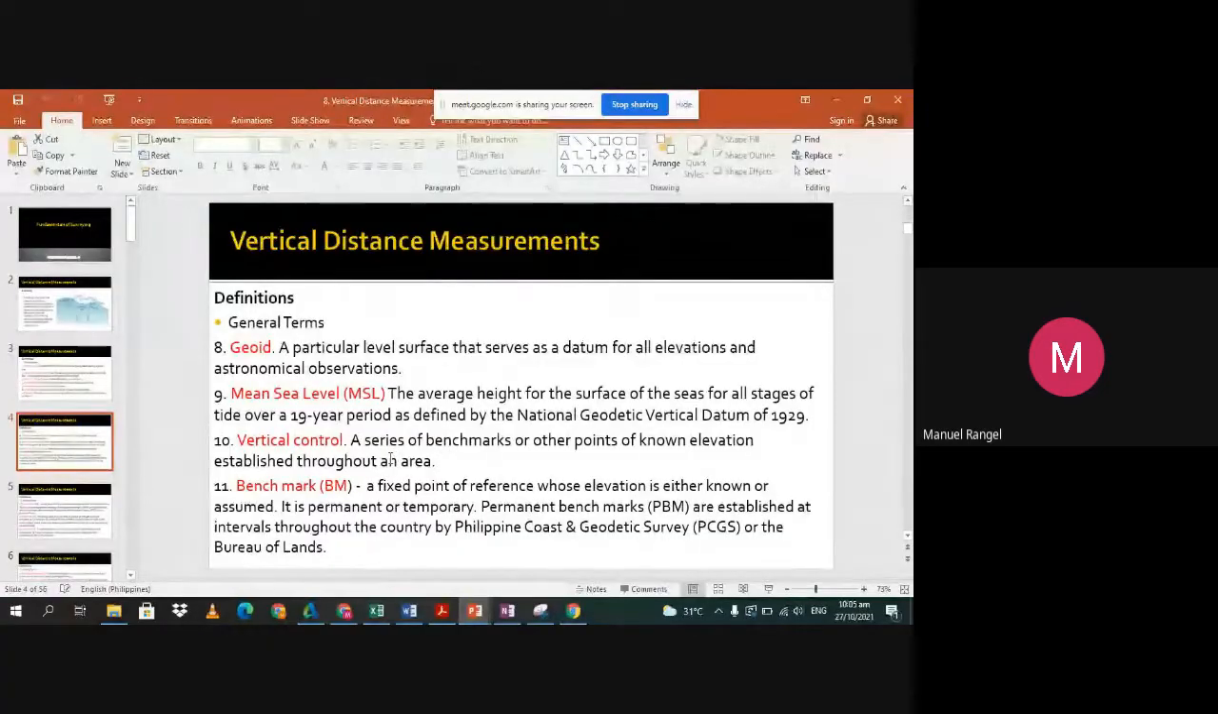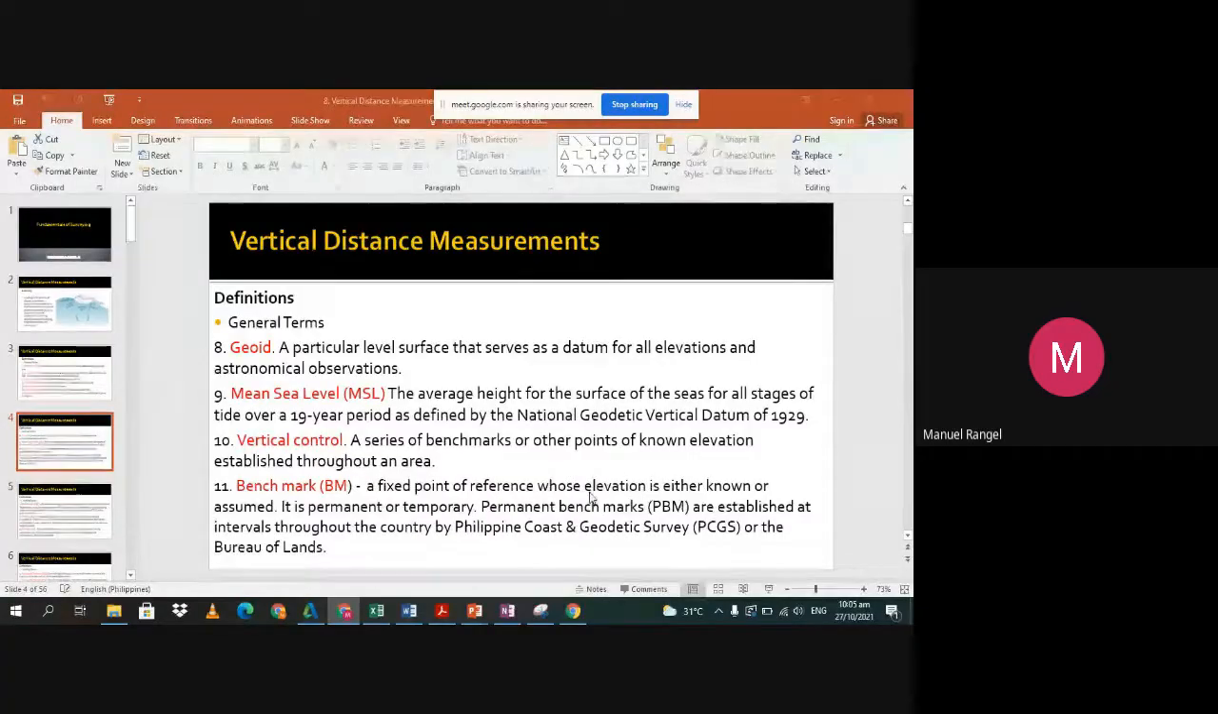Benchmark is the fixed point of reference whose elevation is either known or assumed. It is permanent or temporary. So katong mga permanent benchmarks nga ginatawag are established at intervals throughout the country by the Philippine Coast and Geodetic Survey. So makita mo ana mga nasa mga muhon or kanang mga square siya, no?